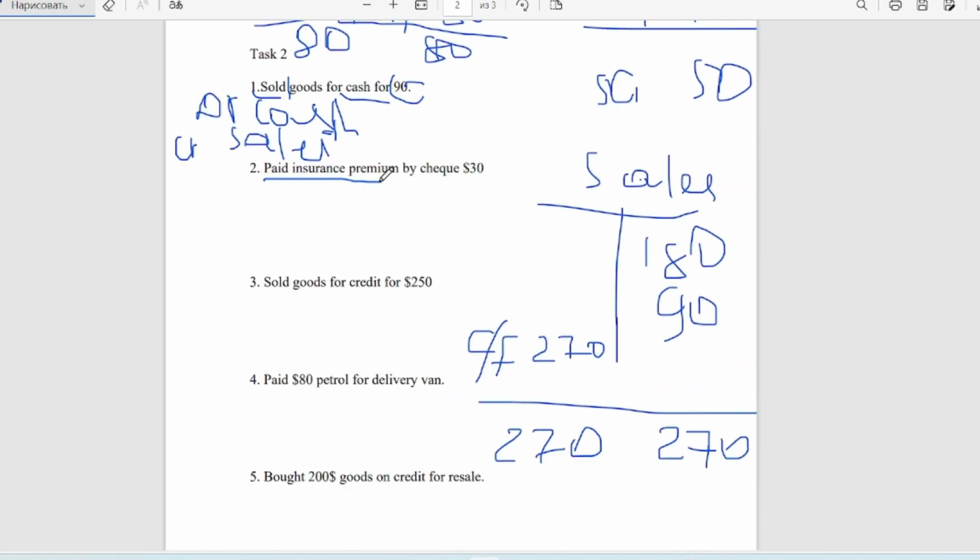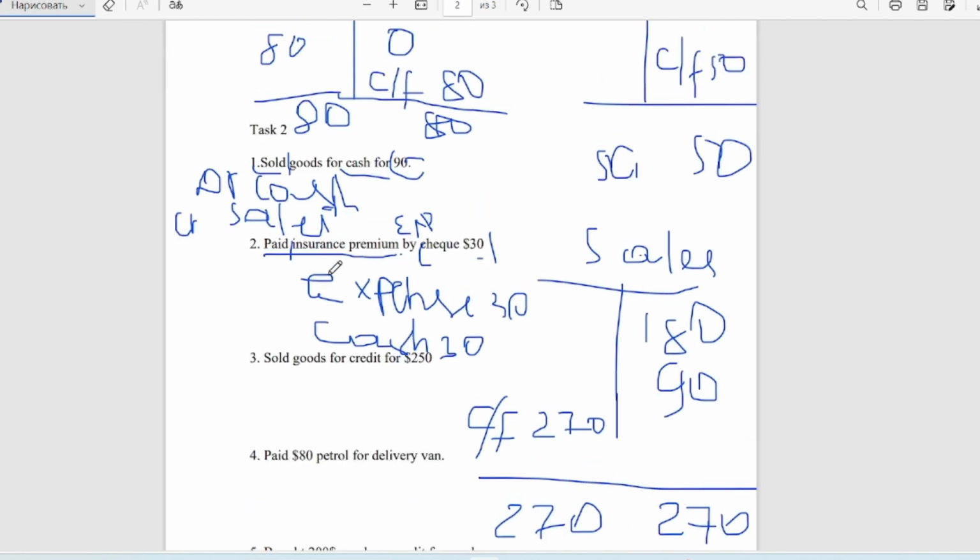And then paid insurance premium by check, $30. Insurance premium is part of the expense, so we have to write expense right here, which is $30, and by check means by cash. Cash and check, $30. Right here, which one should we debit and credit? Our cash is being decreased, which means credit, and our expense is being increased, which means debit.